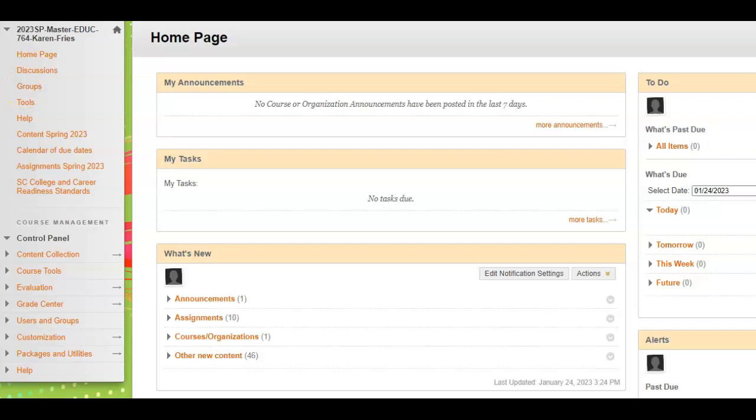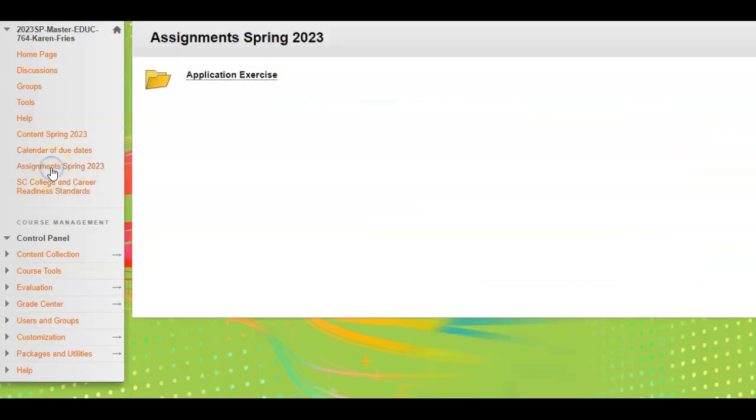So I did want to go ahead and post your first assignment. It's not due for a few weeks, but as you're getting out there, getting into your placements, you can use this assignment as a guideline, maybe some things that you could look for in your placements. You can find the assignment under the Assignment Spring 2023 tab. So you'll just click right here. It's the only assignment that is currently posted.